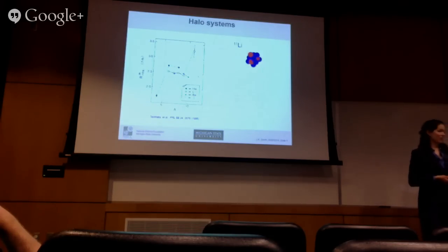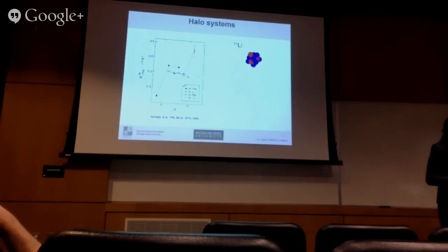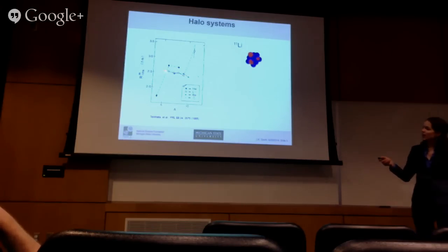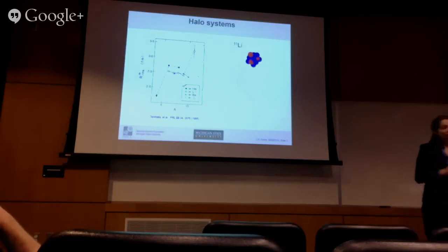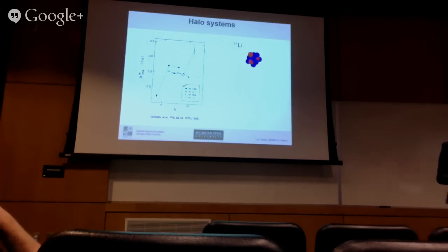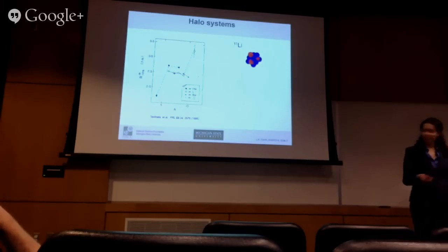The third reason to study lithium-11 is because it's what we call a halo nucleus, and this is probably what lithium-11 is most famous for. In 1985, Tanihata and collaborators measured the RMS matter radii of many light isotopes, and their results are shown here as a function of mass on the x-axis and the RMS matter radius on the y. The open circles here are the lithium isotopes. You can see that lithium-6, 7, 8, and 9 all have approximately the same matter radius. Then you jump to lithium-11, and it's suddenly at 3.25 fermi.